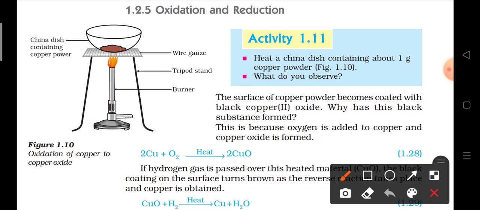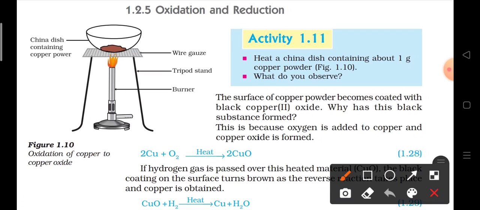Basically, addition of oxygen is oxidation, removal of hydrogen is oxidation, removal of electron is oxidation, addition of electron is reduction. Now again I am repeating: addition of oxygen is oxidation, removal of oxygen is reduction, removal of hydrogen is oxidation, addition of hydrogen is reduction, removal or transfer of electrons is oxidation, gain of electrons is reduction.